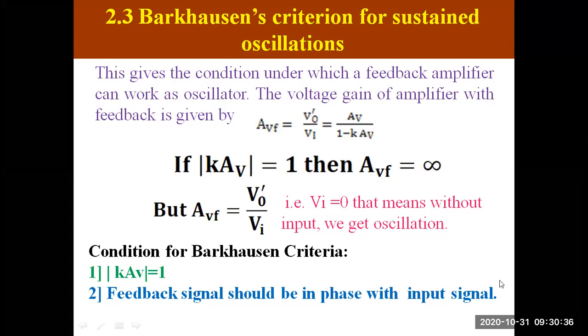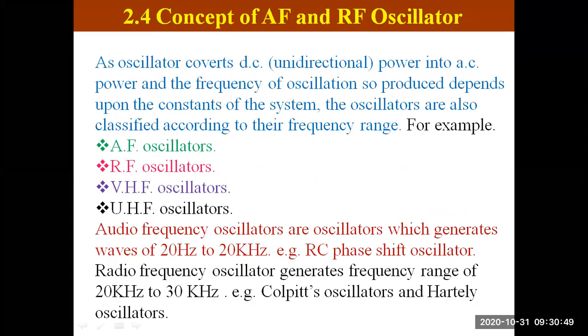It will be written somewhere below in the book. Once, that is equal to 1. This is the most important condition for the Barkhausen criteria. Now after that, here we have to see the concept of an AF and RF oscillator.